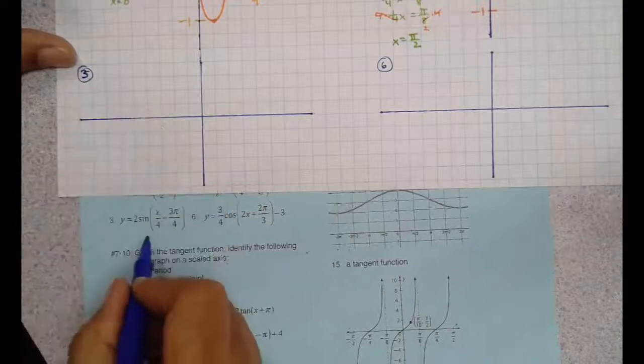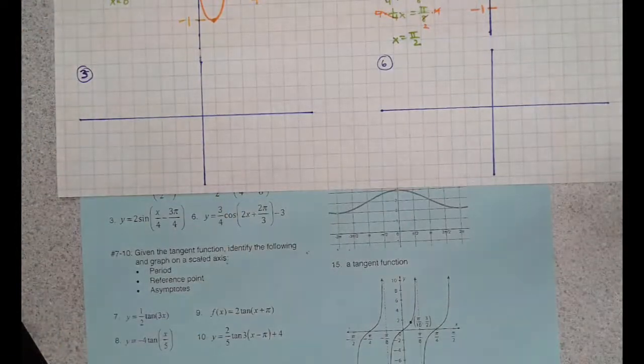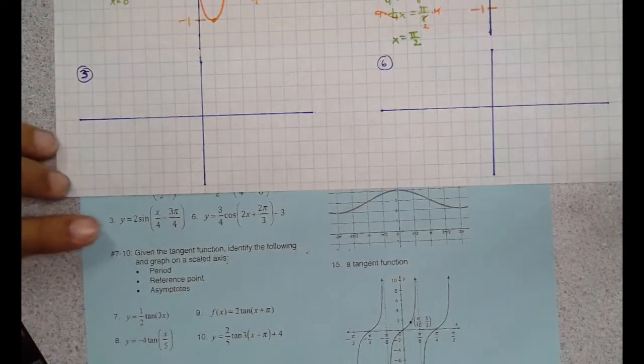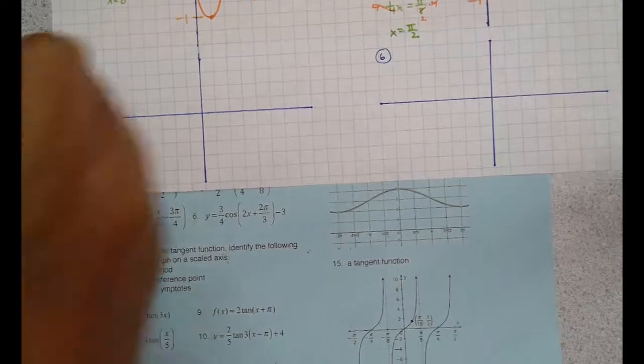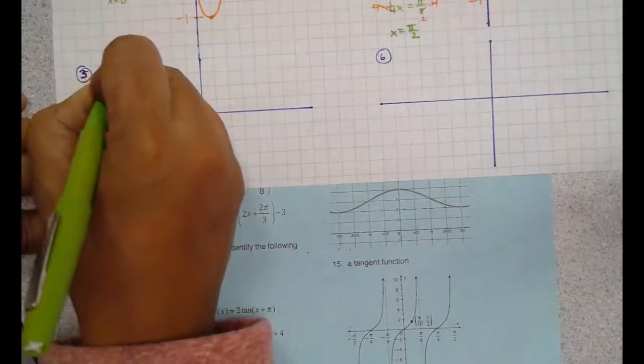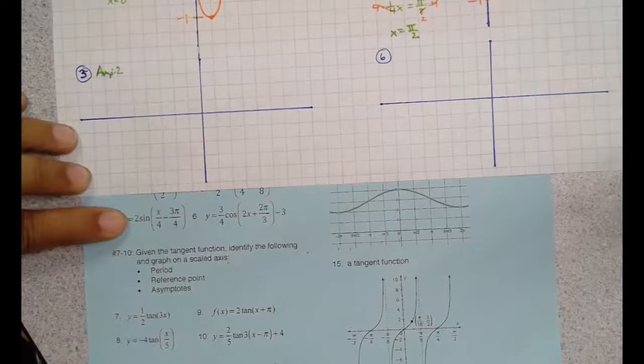Now I'm going to go ahead and take a look at my sine. Okay, let's start off with our amplitude. So it's a 2. That's positive already. All right, our period is 2 pi over b.